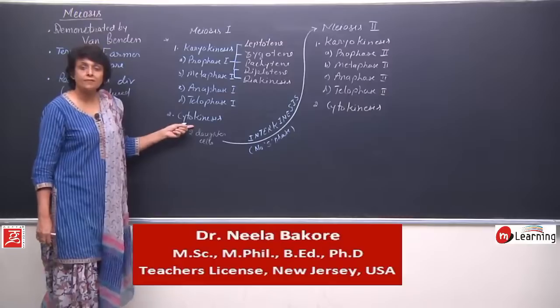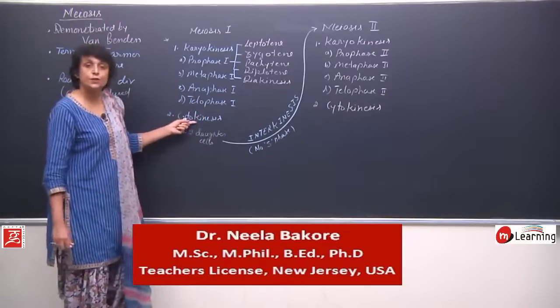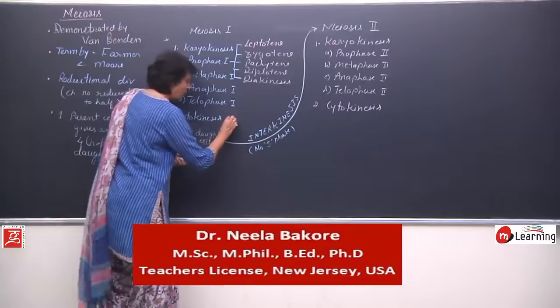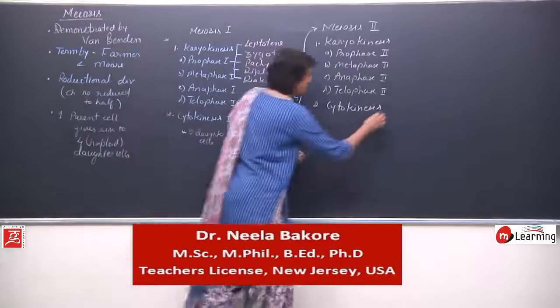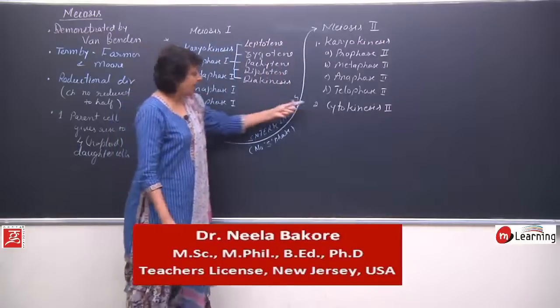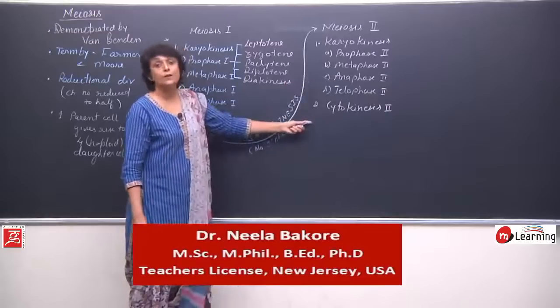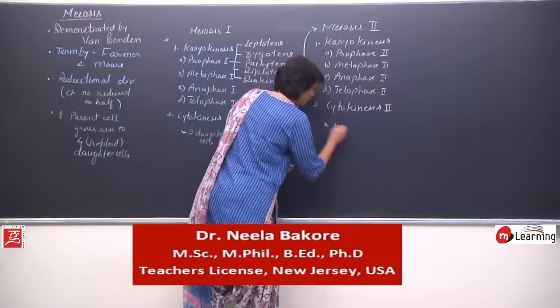Should we not write 1 and 2 for this cytokinesis also? This is division of cytoplasm of meiosis 1, so cytokinesis 1, and this will be cytokinesis 2. As a result of this, now the division will be complete and we will get 4 daughter cells.